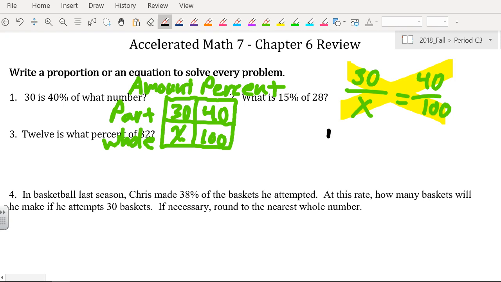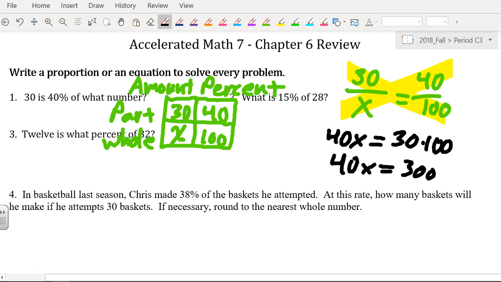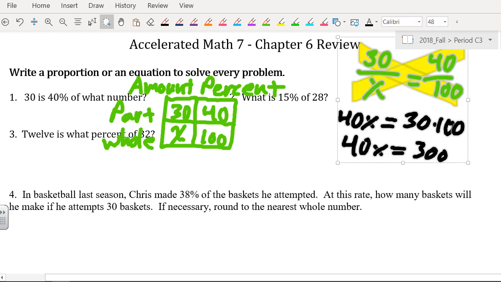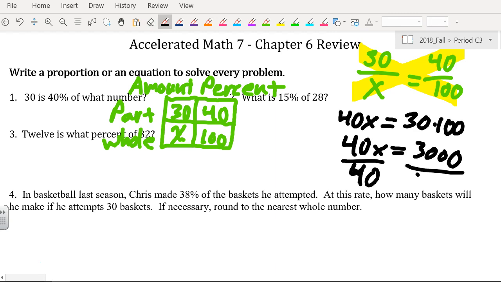40 times x, right? Yep. Okay, 40 times x equals 30 times what? 30 times 100. Yes. Okay, so then we get 40x equals 300, and then we get 3,000. Oh, 3,000. I knew that. I totally knew that. Okay, divide by 40 on both sides, right? What do we get? We get 75.